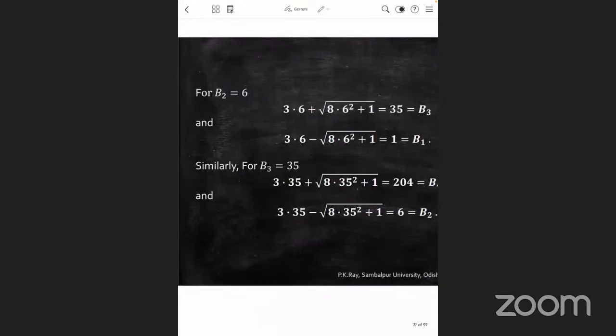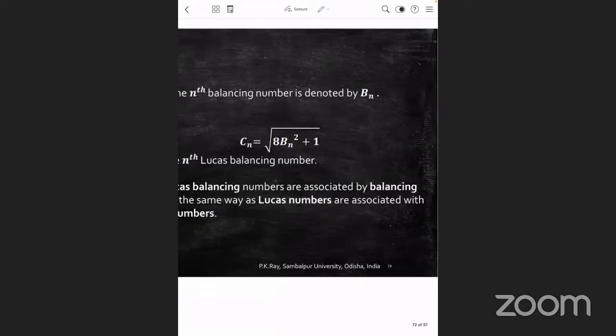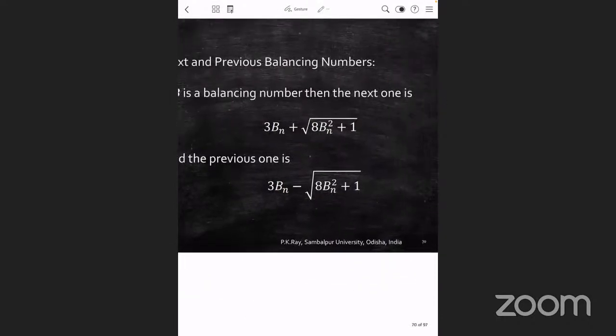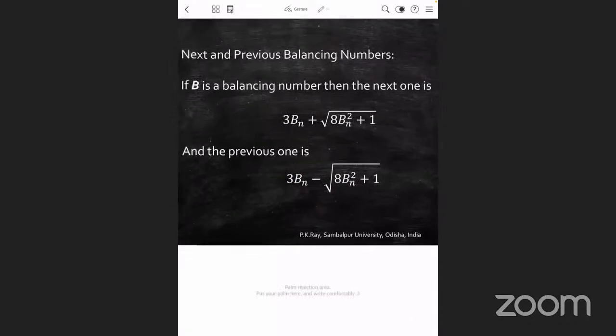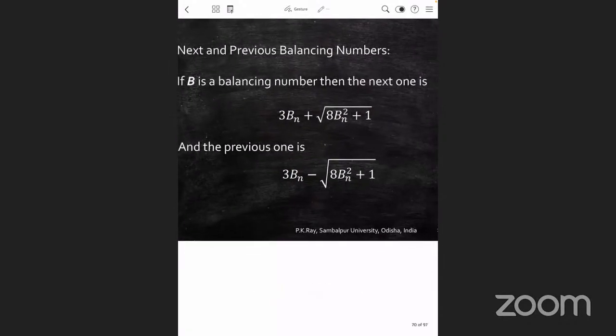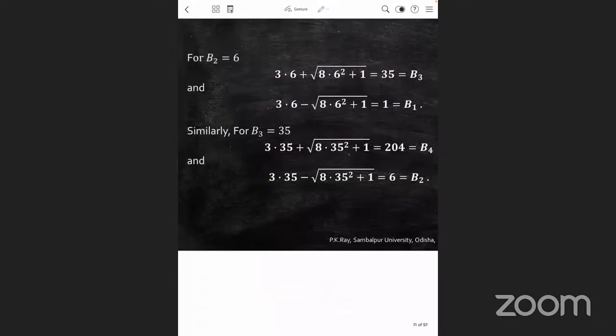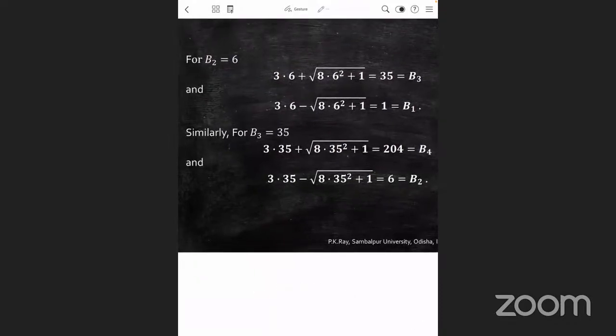Okay. So you see the next balancing number is 3Bn plus the square root of 8Bn square plus 1, and the previous one is 3Bn minus the square root of 8Bn square plus 1. So for each balancing number, we have a next balancing number and previous balancing number. You can verify that. Suppose I take B2 is 6, then B3 is 35. This is the next one. And the previous one is 1 here. So you can verify for 35 also.